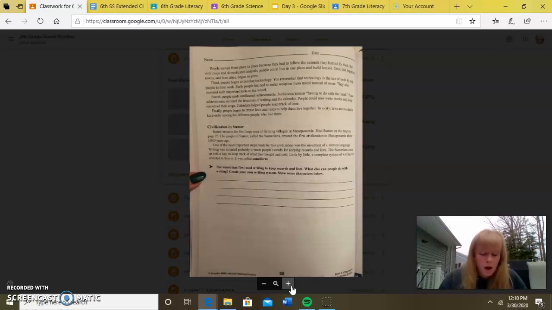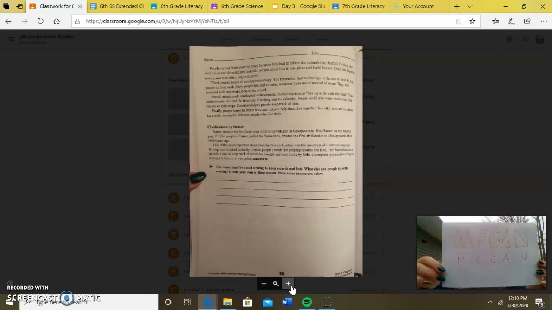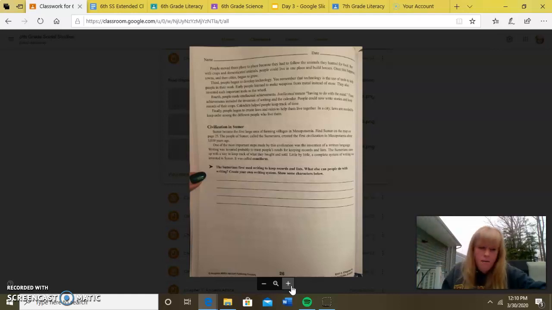The Sumerians first used writing to keep records of lists. What else can people do with writing? That's your question that you need to answer. The second part was create your own writing system. Show some characters below. So you can see, this is backwards for you, I'm sure. Hopefully you can see it. Okay, this is my name. I made up a couple different symbols and wrote it out. So that's what you're going to do for this checkpoint. Okay, this is where you pause. Write it down so that way you can do it later.